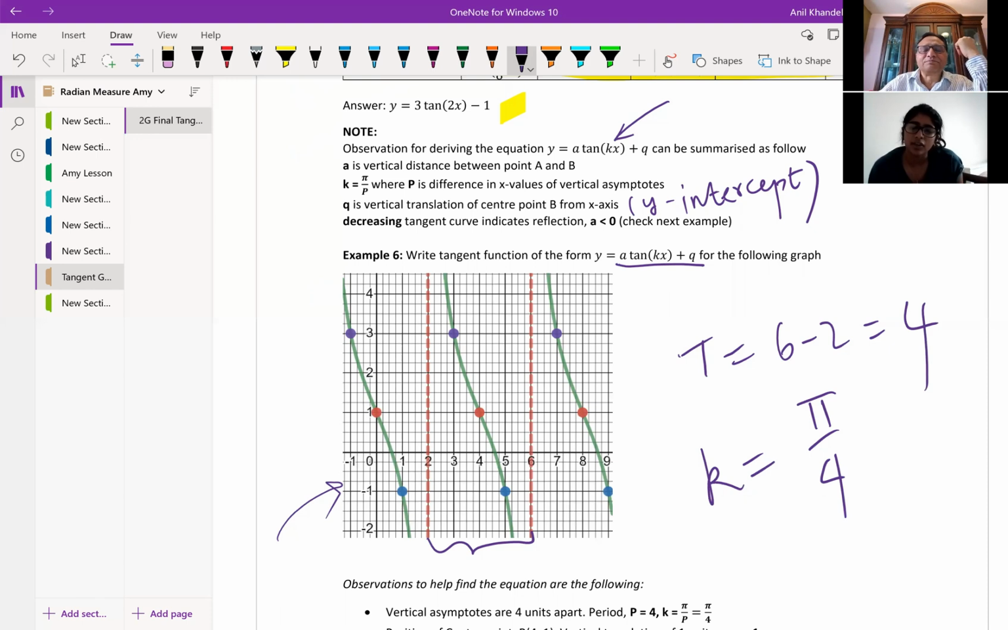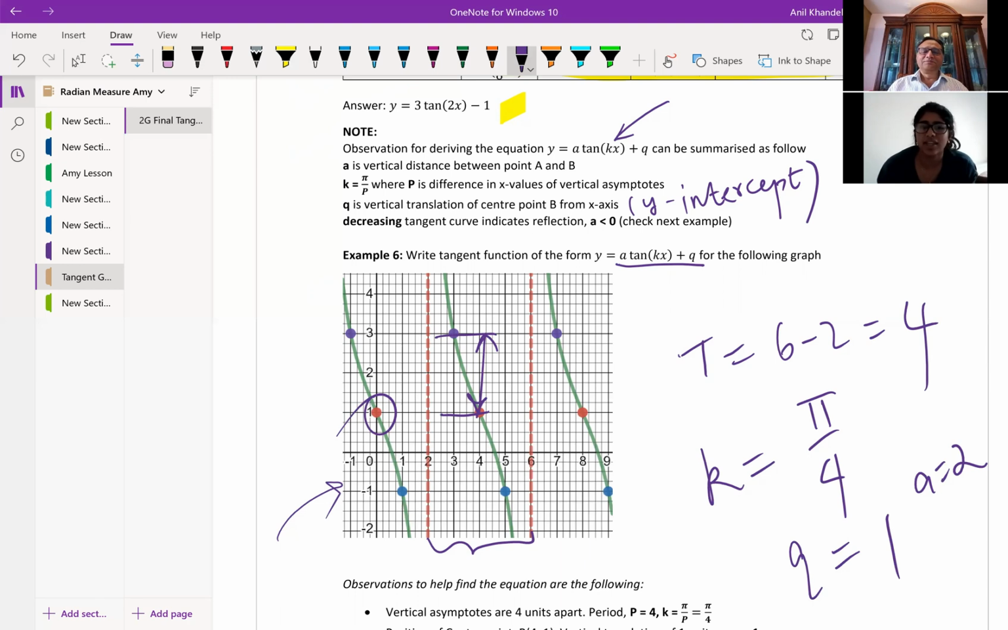Now, this point, which is the vertical 1, means that the translation up and down, q, is only by 1 unit. So we get the value of q, correct? Now we see from this value to this value, what is the difference? It is from 3 to 1, the difference is 2, so we get a equals 2. Do you see a? How easily we got the whole equation? A, K, Q. Done.